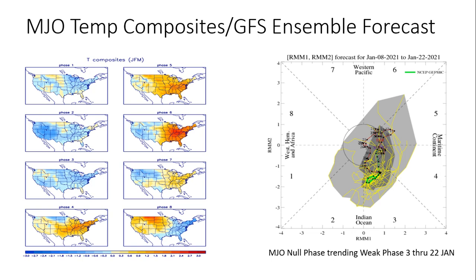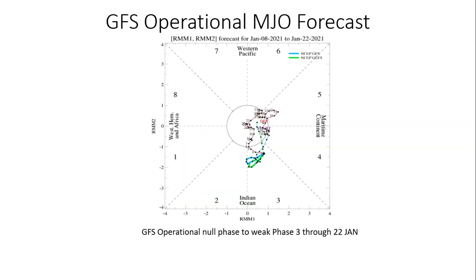And you look at the graphic on the left again, the temperature composites for the months of January, February, and March. And you'll notice phase 3 has blue shading across the eastern United States. Pretty much most of the United States is covered with blue shading with an MJO in phase 3. So that's a colder look. GFS operational MJO forecast, pay attention to the aqua color line there. Generally, again, very similar to the GFS Ensemble, with the MJO generally forecast to be into a weak phase 3, and then moving up closer to null phase once more, out through the 22nd of January.